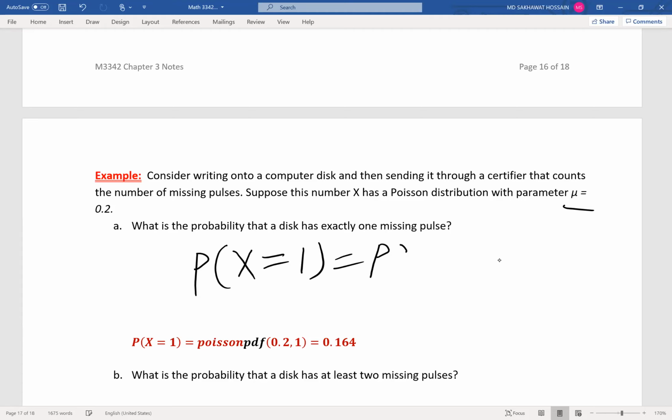In this case, you have to use Poisson PDF, not CDF. If you use the calculator, it will be 0.2 and exactly 1. So that means just 1, Poisson PDF. Do not use CDF in this case because we are finding the probability x is exactly equal to 1. So this is 0.164.